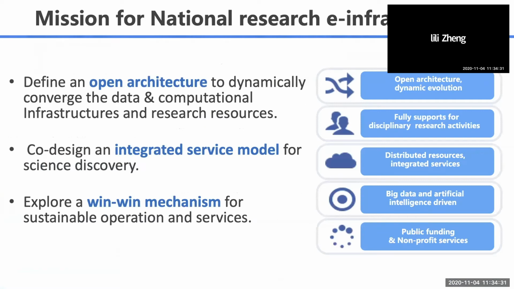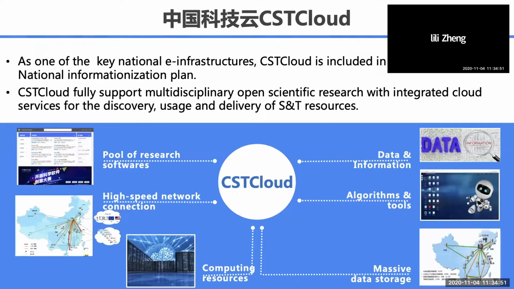So based on all of this, what we think about is to have a kind of open architecture to have all these resources integrated. And so here comes the CSTCloud. Next, please. The CSTCloud is one of the national key infrastructures, and is also included in the 13th Five-Year National Informationization Plan. It could support disciplinary open research. Next, please.